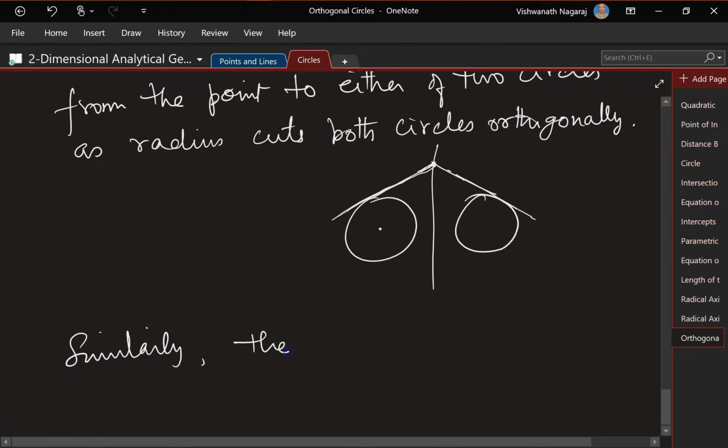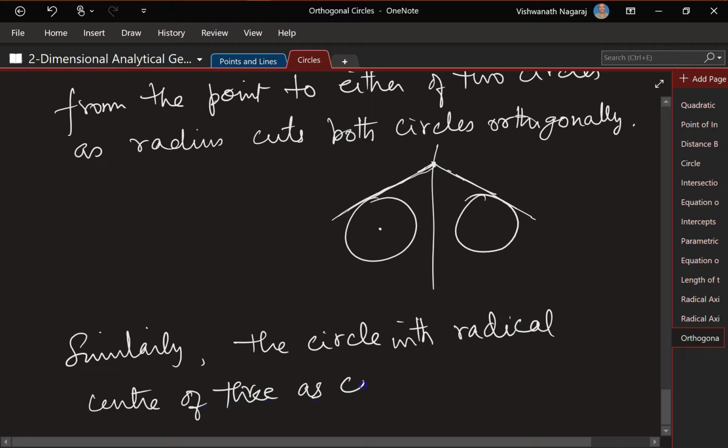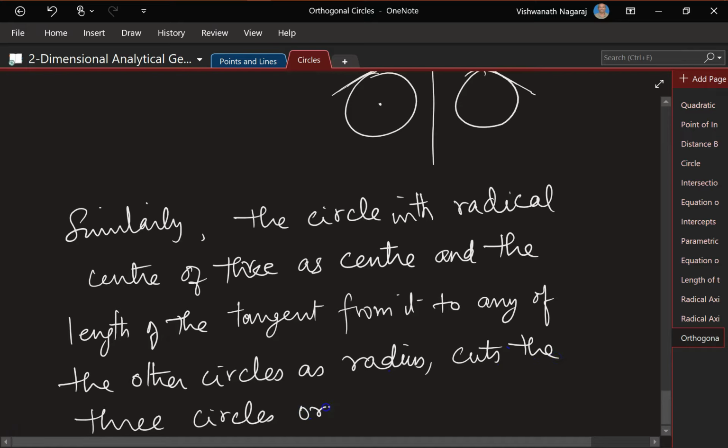Now what about three circles? Similarly, the circle with the radical center as center, the radical center being the point of intersection of the radical axes of the three circles taken two at a time, and the length of the tangent from it to any of the circles as radius, cuts the three circles orthogonally.